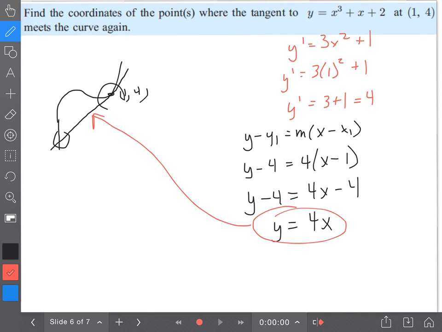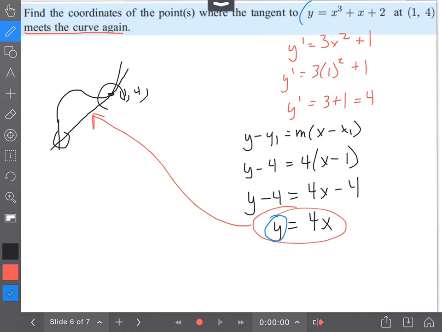So now the question wants me to tell it when it's going to meet the curve again. So how do I find when it meets the curve again? Well, how do you usually find an intersection? We did it in the last video, right? You set it equal to the other equation. You didn't really set it equal to the other equation. What you did is you substituted.